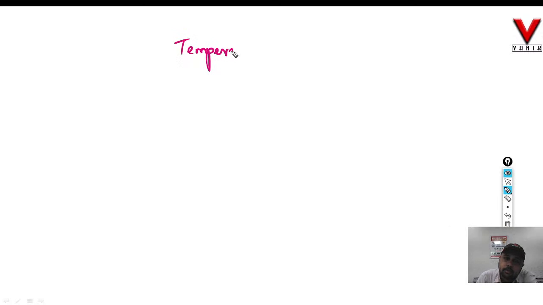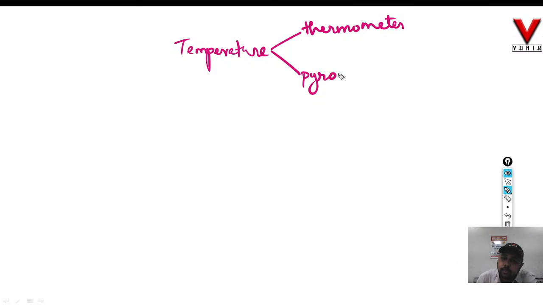Temperature is basically measured by devices. One is the thermometer, another is the pyrometer, and another device is known as the thermocouple. There are so many devices to measure temperature, but mostly we deal with the thermometer.